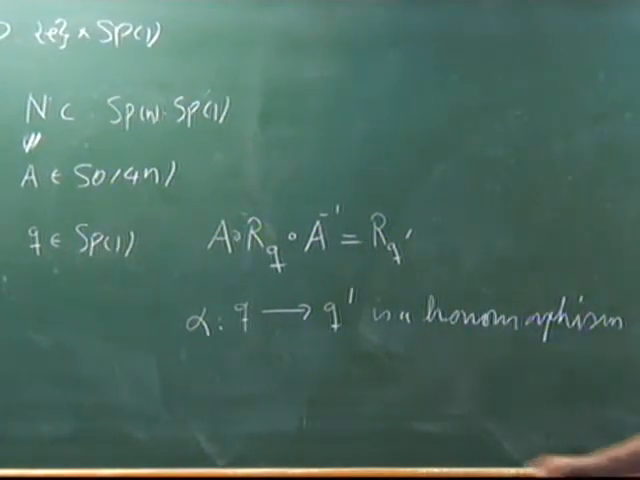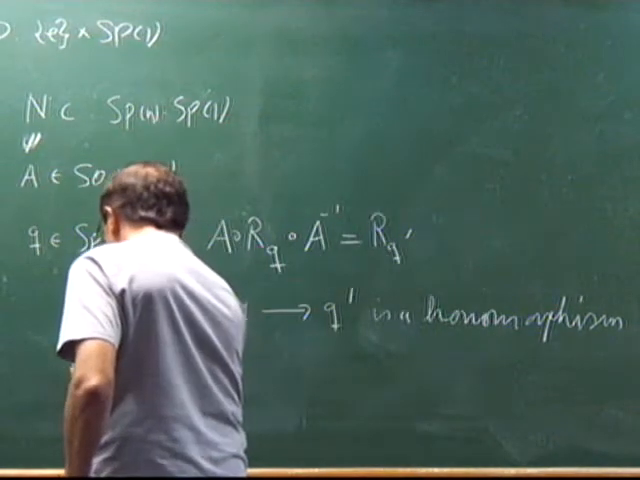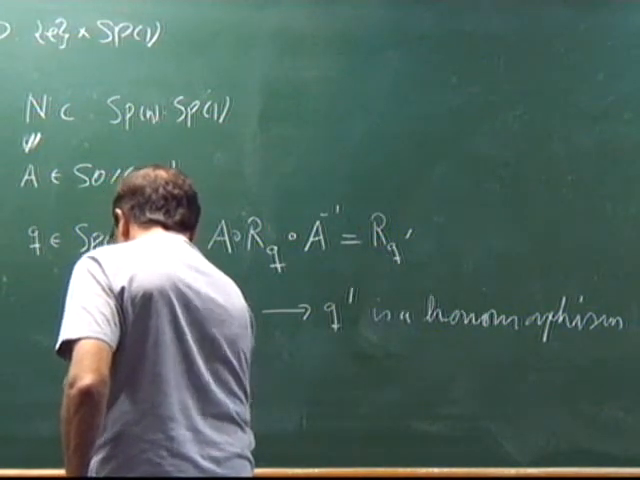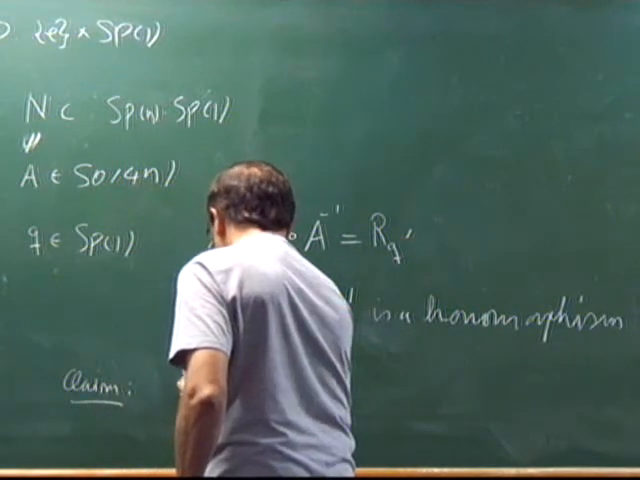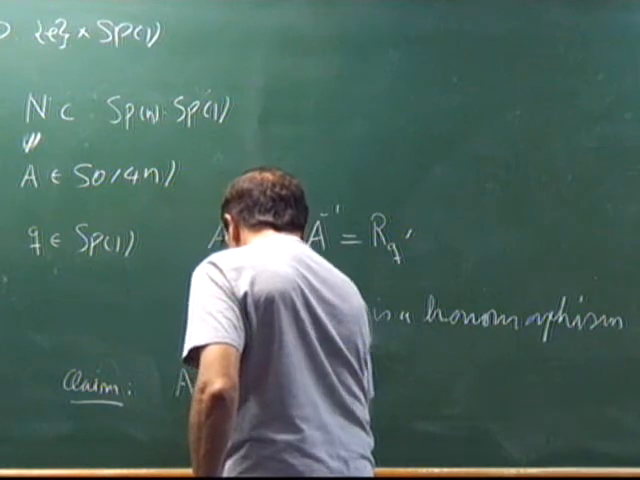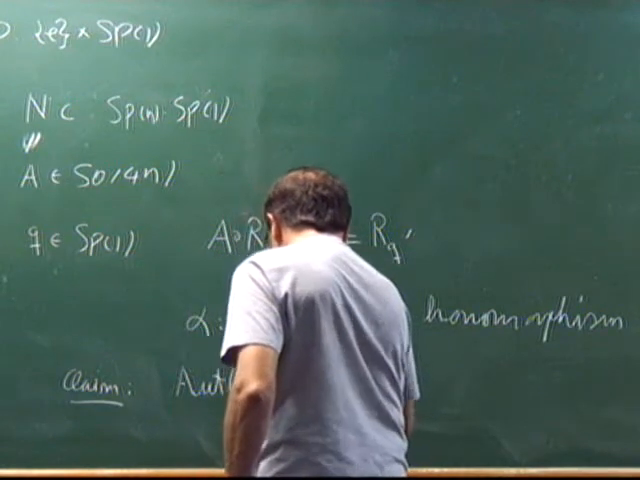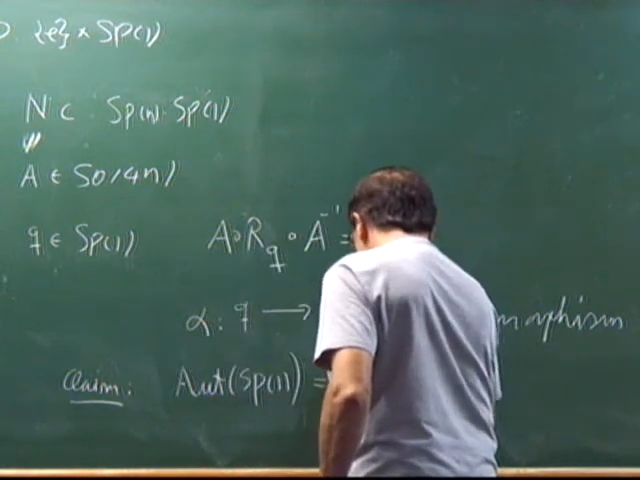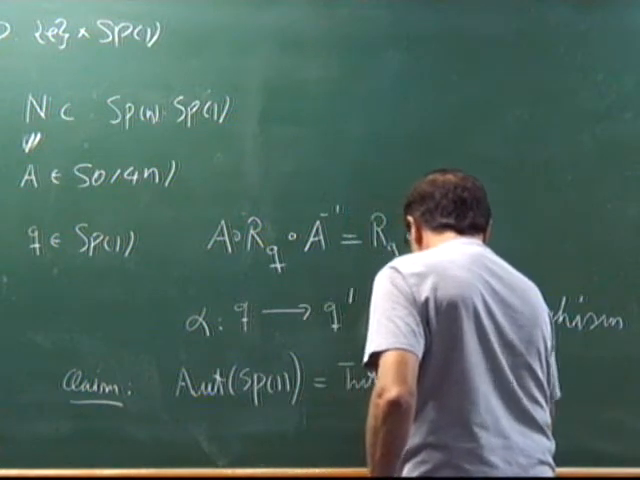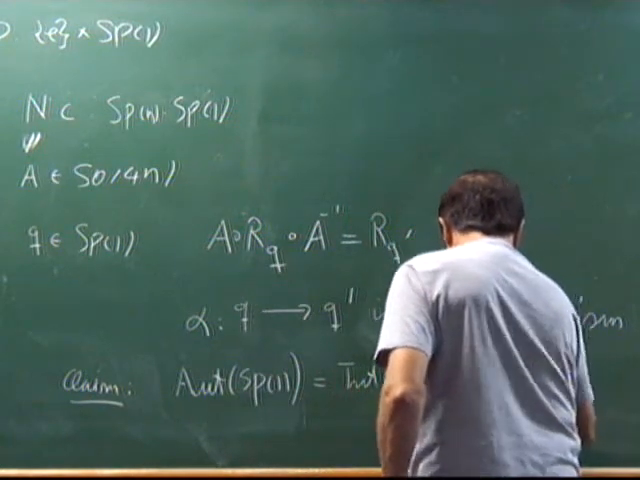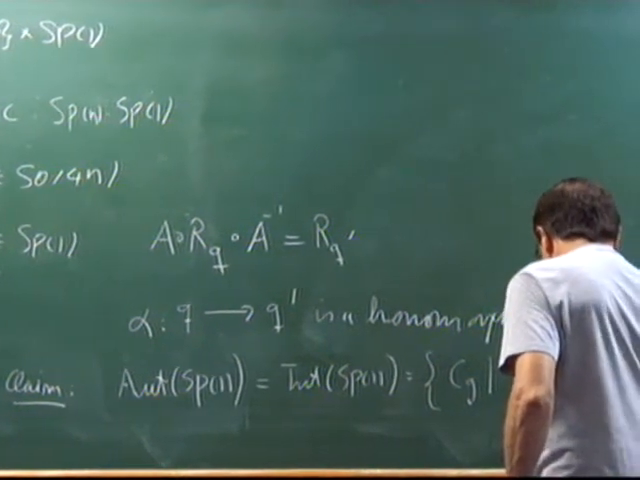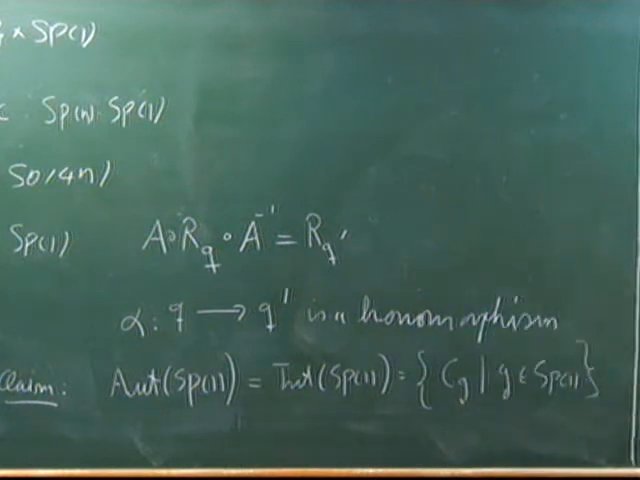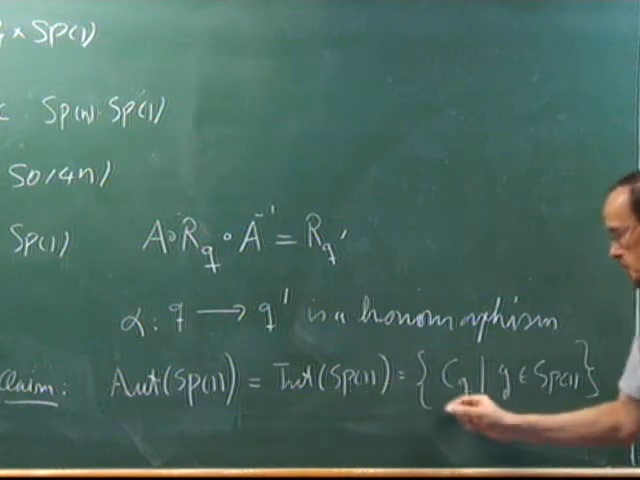Now I claim that Out(Sp(1)), the automorphisms of Sp(1), is the same thing as Int(Sp(1)), in other words, given by conjugation. So Out is equal to Int for this Lie group. I'm doing this on the Lie group level, so on the Lie group level, Int would be conjugation.